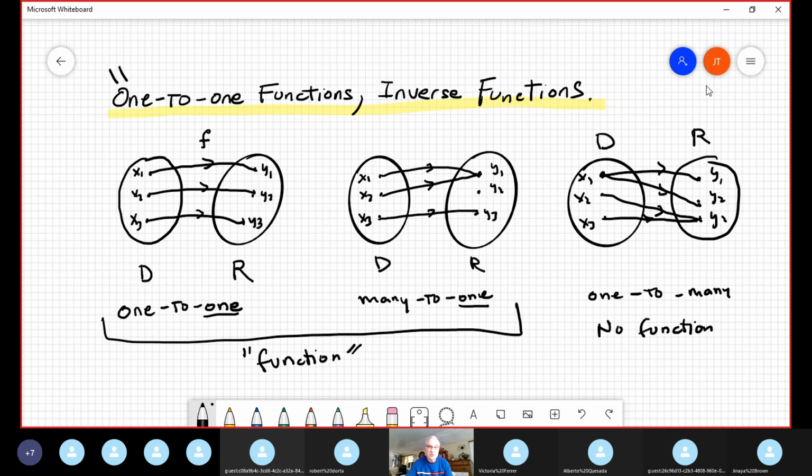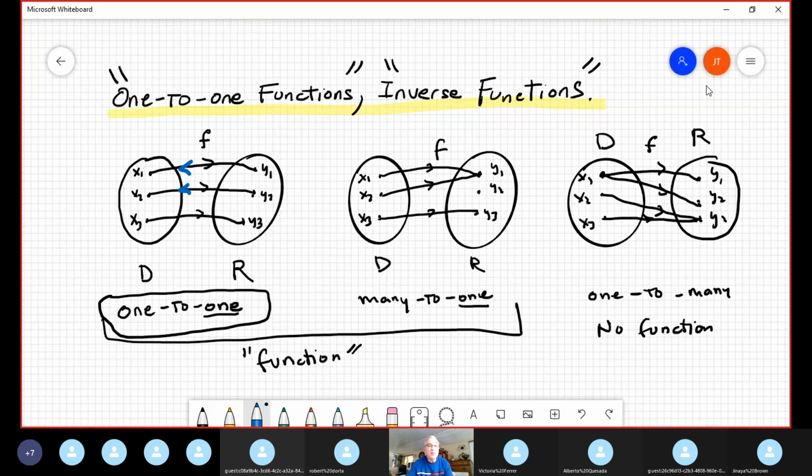But the topic today is one-to-one. We focus on this part, because we want to study one new thing called inverse function. Inverse function is the opposite direction. Suppose, I'm using another color, that I want to change the direction of the arrow. And this is the inverse function. So the opposite direction is the inverse function.